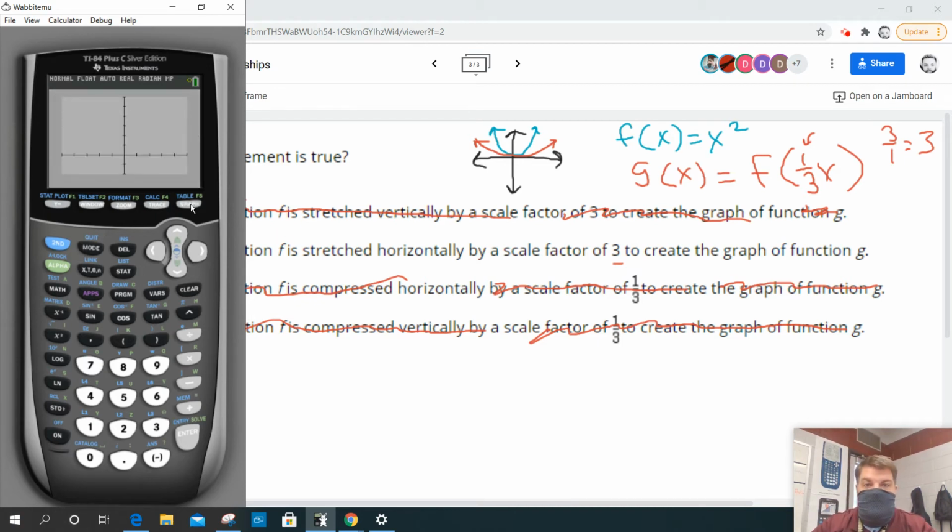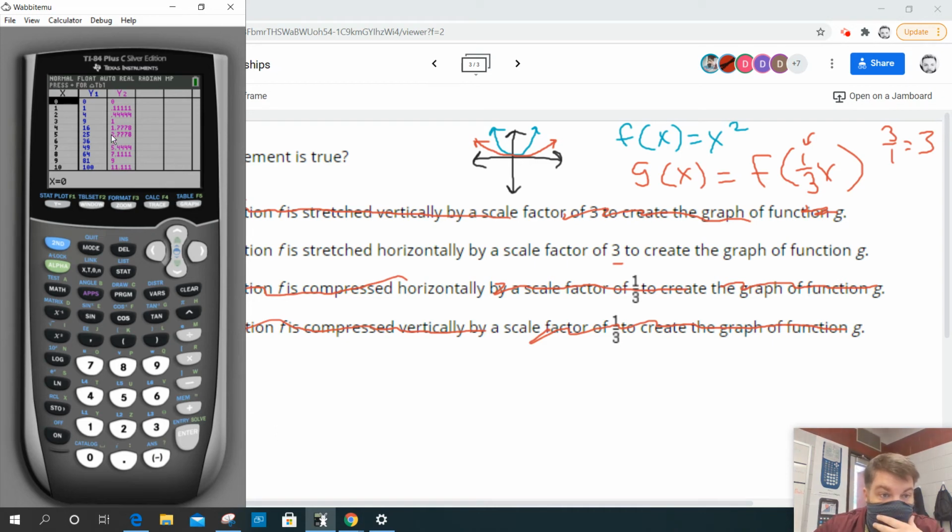Now when I graph this, guess what? See how that stretches it? And it's by a factor of 3. So if I hit the second button and then the graph button, it gives me the table of values. And if you look, the y values are different. So when x equals 3, my y value equals 9. But on the second graph, my transformed graph, that doesn't occur until x equals 9. And what's 3 times 3? 9. So it is stretching it by a scale factor of 3.